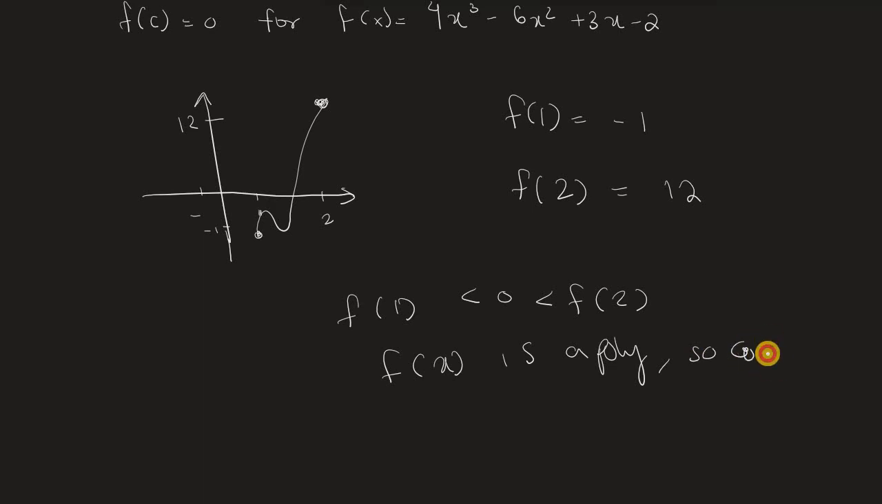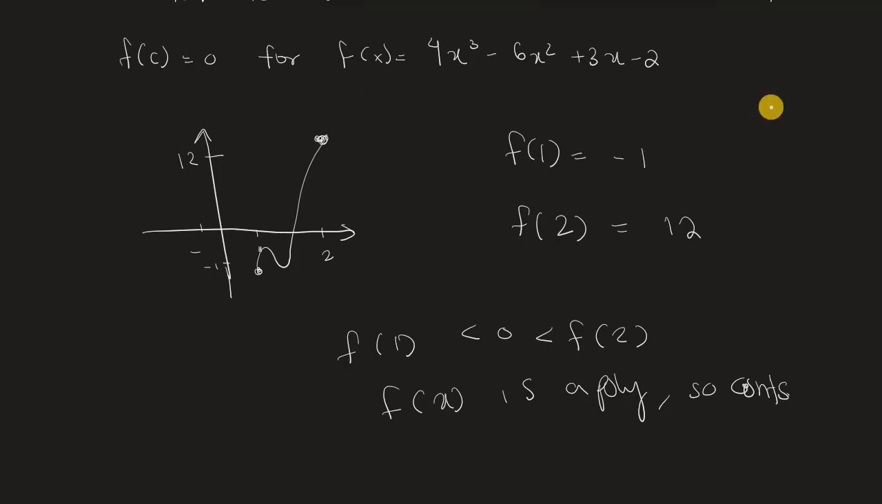and f of x is a polynomial, so it's continuous. You see that this is a polynomial, the domain of this would be all real numbers, so it's of course continuous, and also in the graph you do not see any discontinuity over here. And it's within 0: this one is less than 0, and this one is greater than 0, so 0 is between this interval.